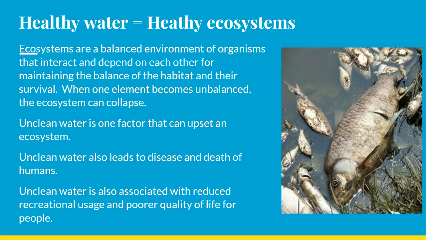Ecosystems are a balanced environment where organisms depend on each other to keep that balance. When one element becomes unbalanced, it can cause the ecosystem to collapse, which can result in the loss of biodiversity in that ecosystem. So unclean water is one factor that can upset that ecosystem. Unclean water also leads to disease and death of humans, and can be associated with reduced recreational usage and poorer quality of life for people.